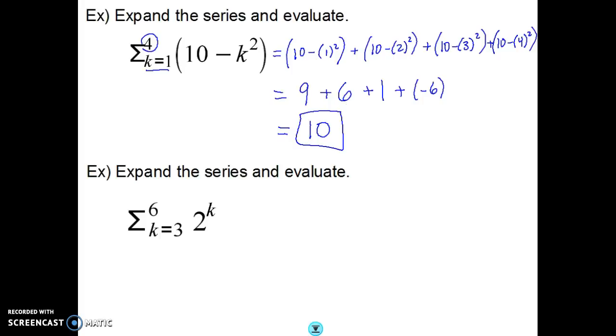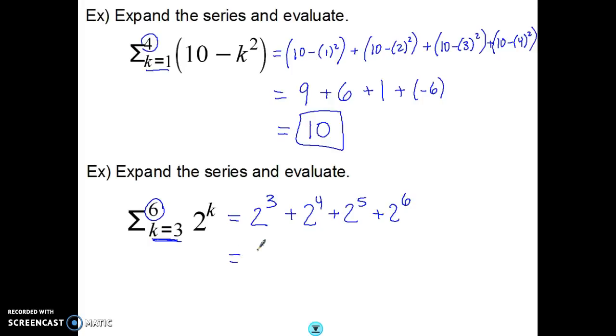Now, last example, one important thing to point out here, our starting value is no longer 1. It's actually 3. Which means in this case we're going from the third term of this sequence to the sixth term. We're not starting with k equals 1. So first we'll plug in k equals 3. 2 to the third power plus 2 to the fourth power plus 2 to the fifth power plus 2 to the sixth power, and that's our last term because that's our ending value for k.